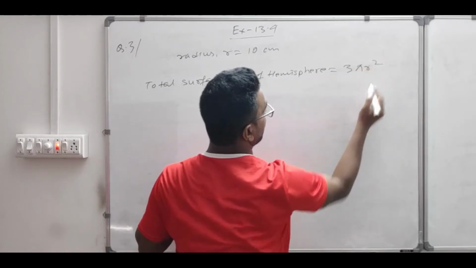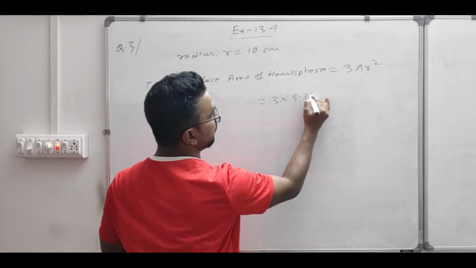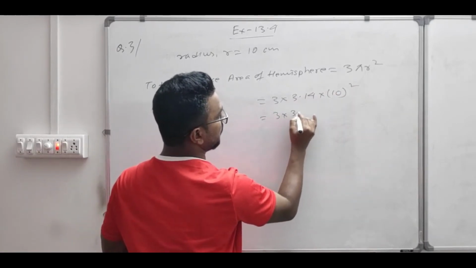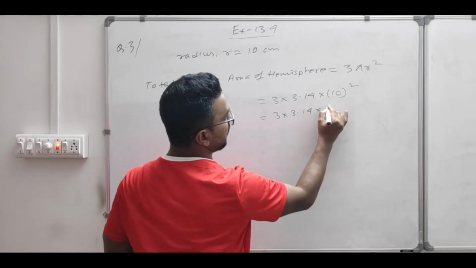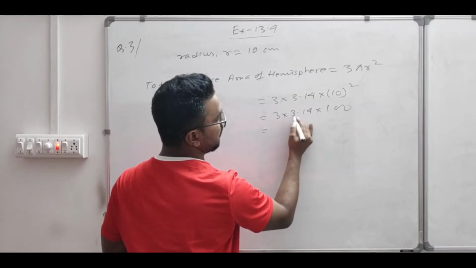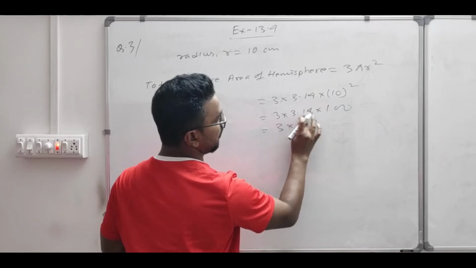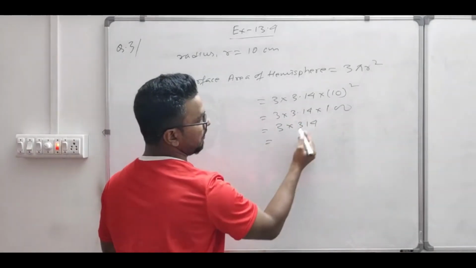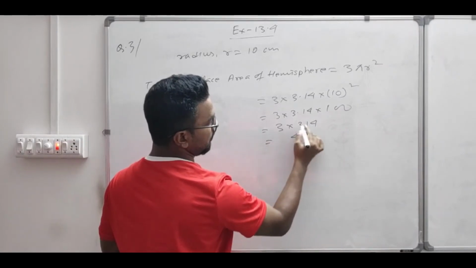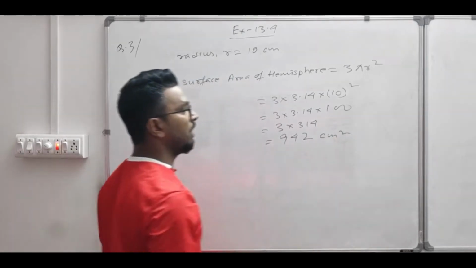3 pi r square. Okay. So 3 into the value of pi, 3.14, into 10 square. 10 square is 100. So if you multiply with this 3.14, it will become 3 into 314. Okay, so if you multiply here, 3 4s are 12, 3 1s are 3, 3 3s are 9. So 942 centimeter square will be the answer.